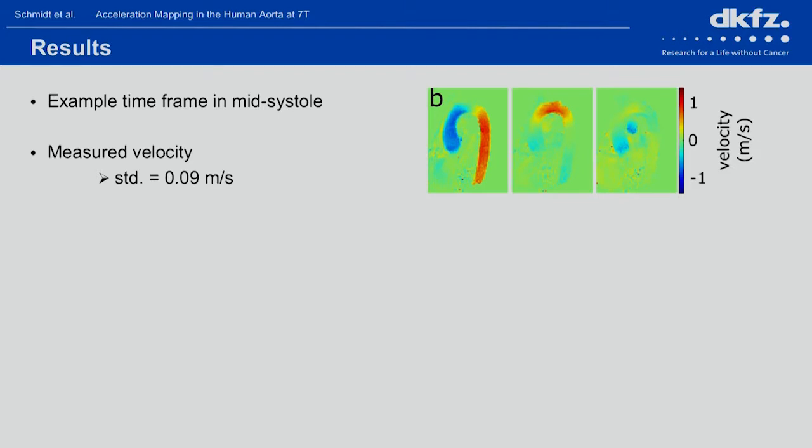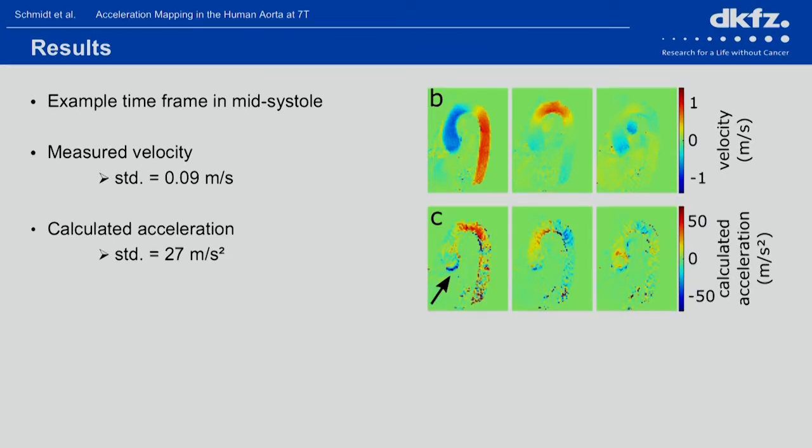Here you can see results from an example time frame in mid-systole. First of all, we can see the measured velocity data here encoded in all 3 directions. We calculated, as a measure for quality, the standard deviation of our velocity vector field in end diastole. These results look quite promising.